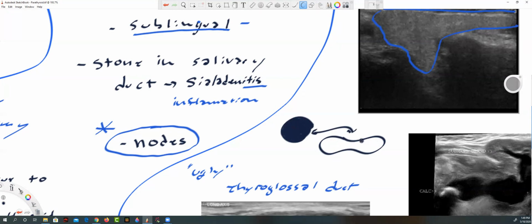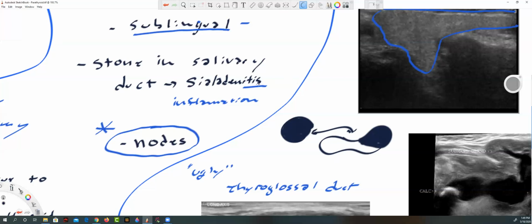The other possibility for nodes too is focal thickening of a node can also be an indicator of some kind of infection or cancer going on.